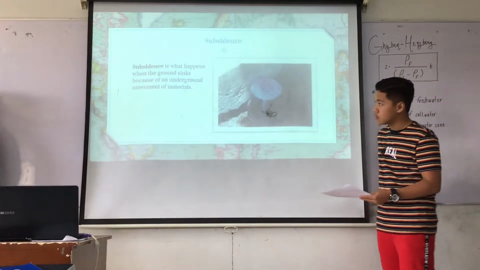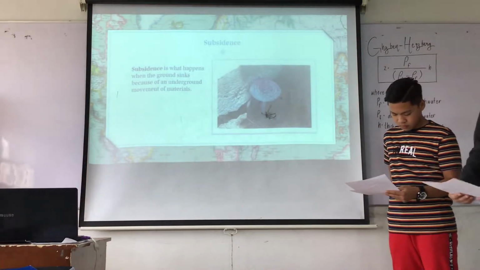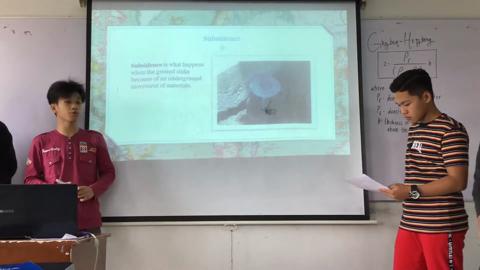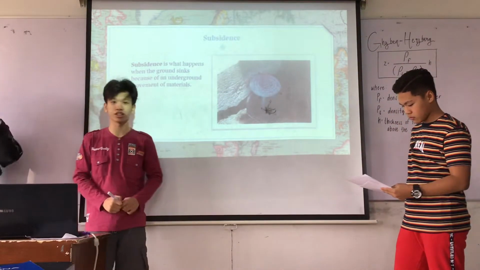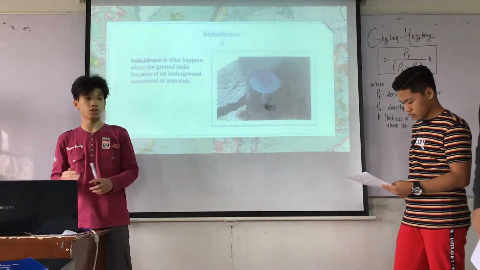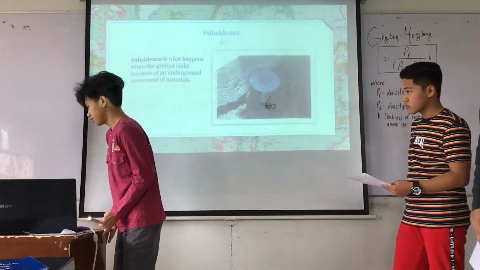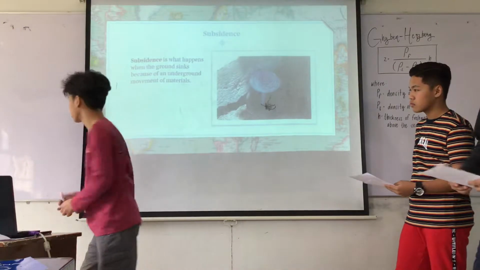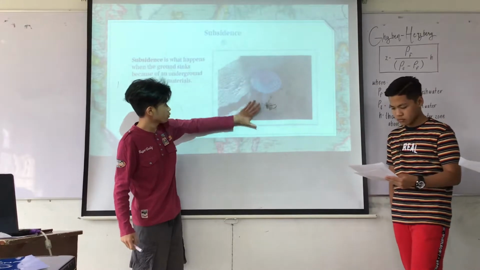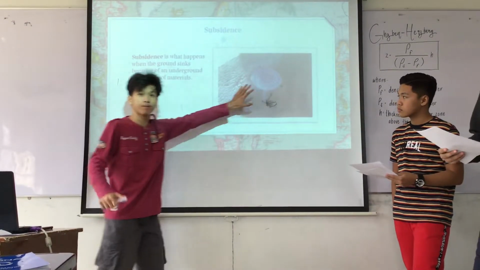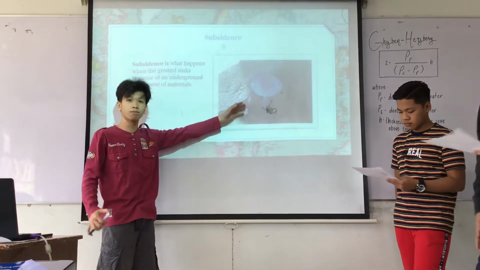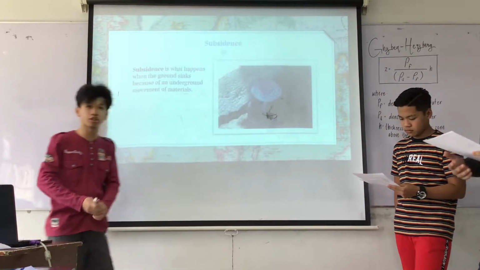Afterwards, we have subsidence. So we will talk about subsidence. Subsidence is what happens when the ground sinks because of an underground movement of materials. It comes from the word subside, meaning to go down or below a normal level. As you can see in this picture, this was once a part of this hole. It was covering the hole. But due to subsidence, the ground compacted and made the opening of the hole wider.